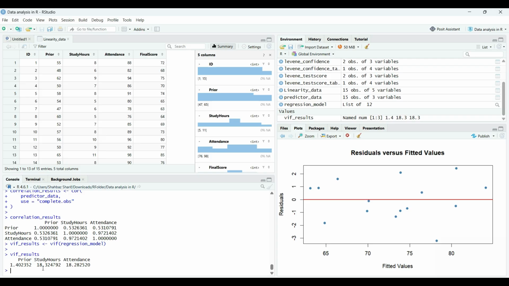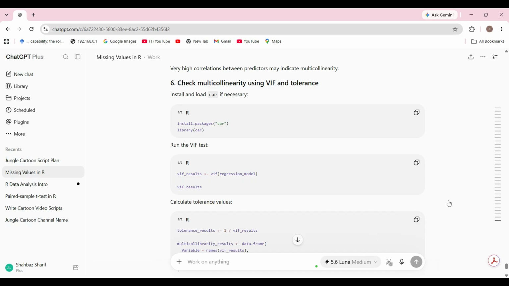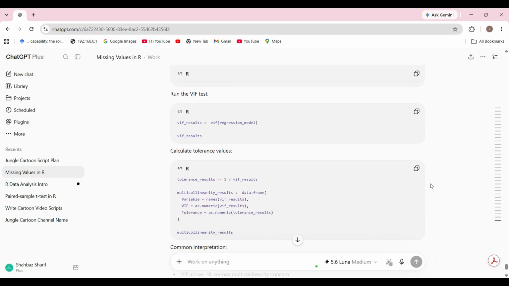You can see here the VIF value for prior knowledge is less than 5. So it means there is no multicollinearity issue in prior knowledge data. However, as we identified there is a high correlation between attendance and study hours, and you can also find the VIF values of study hours and attendance are higher than 5. So it means there is a high multicollinearity. Okay, now we will also see the tolerance values.